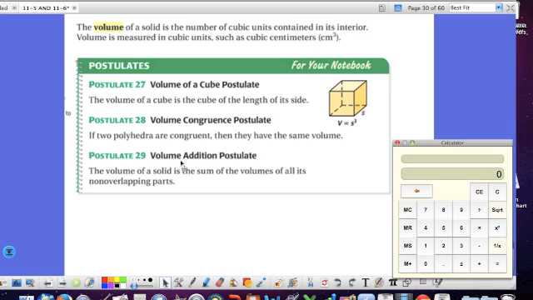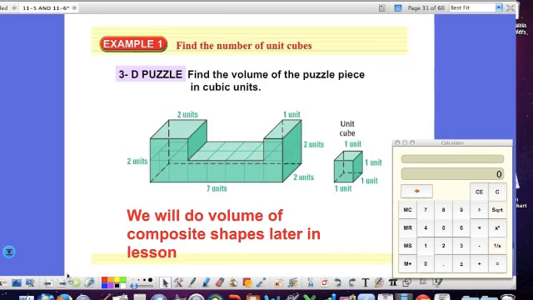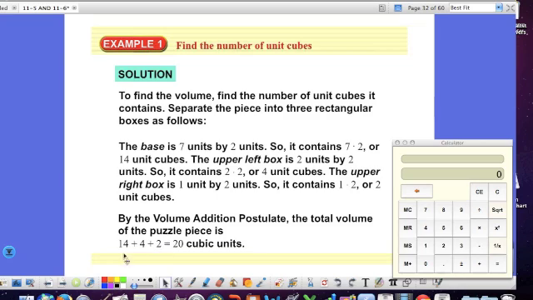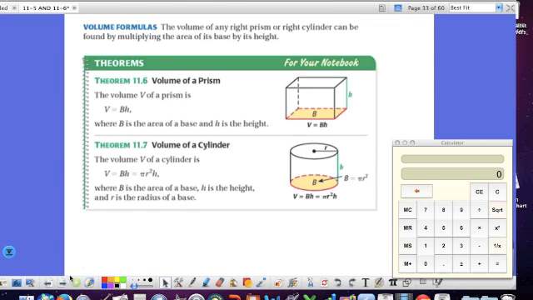That's where we get into composite volume. You've done that in prior grades, and we'll be dealing with that in this class as well. So we're going to do composite shapes a little bit later in the lesson. I would expect you to be able to break this shape into 3 rectangular prisms and find the volume of that. The answer in this case is actually 20. We'll do this a little bit later in the lesson.